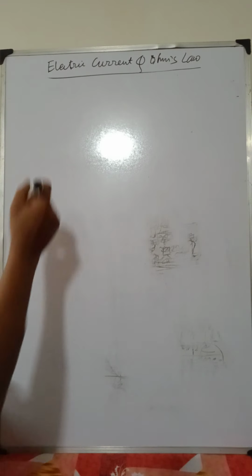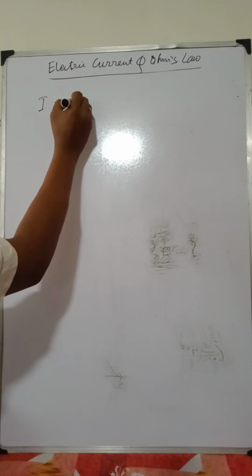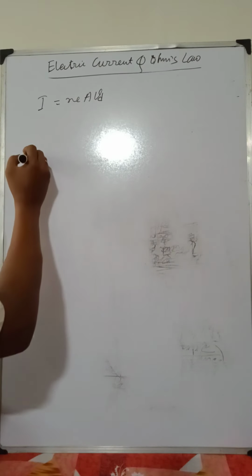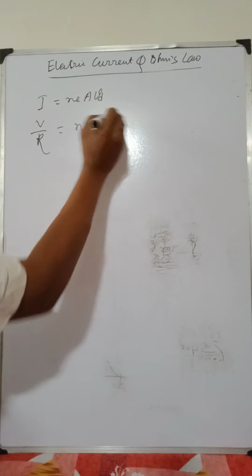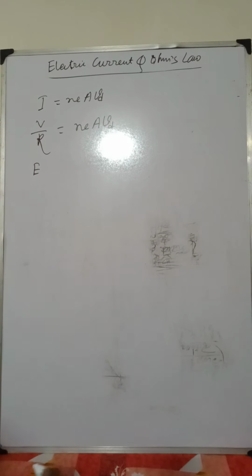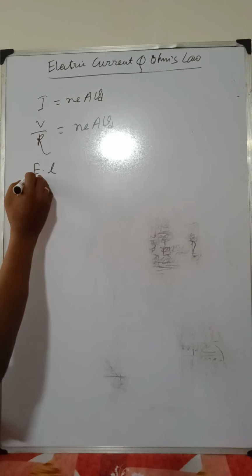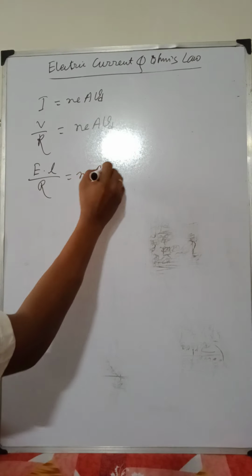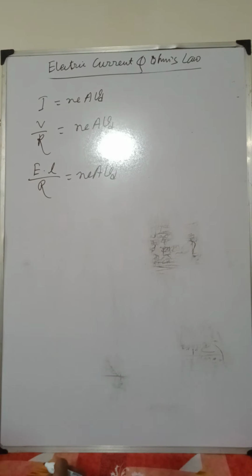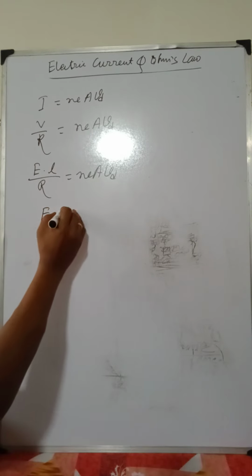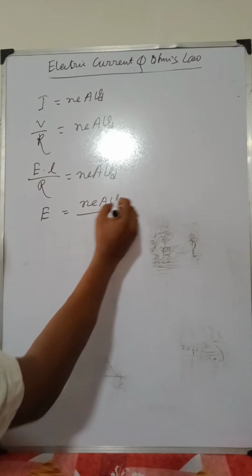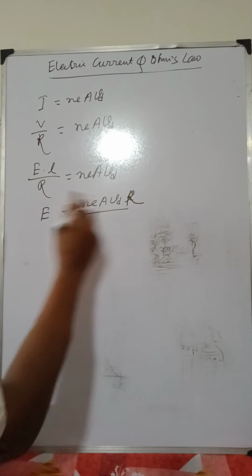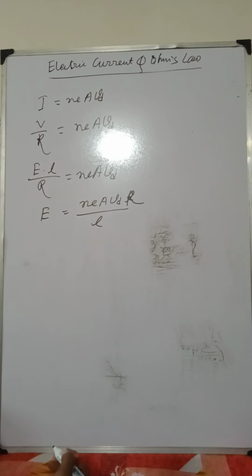Now we already know I equals N E A Vd. We can write I as V by R from Ohm's law. So V by R equals N E A Vd. We have read in electrostatics that V equals E into L, where E means electric field and L means the length of the conductor. So E into L by R equals N E A Vd. So we get E equals N E Vd into R A by L.